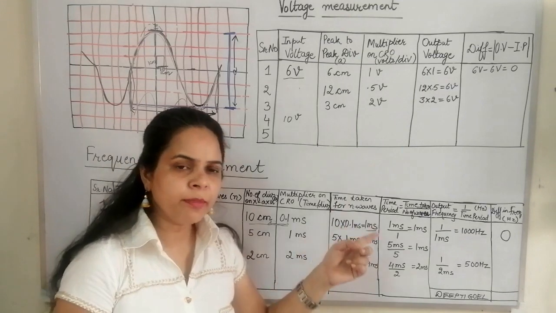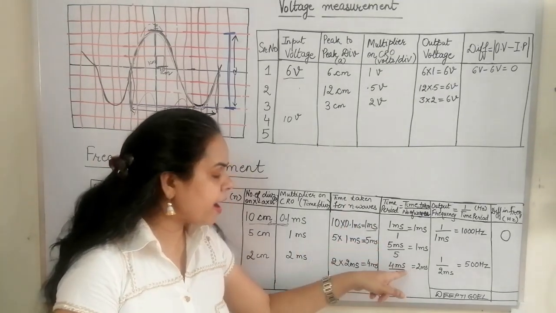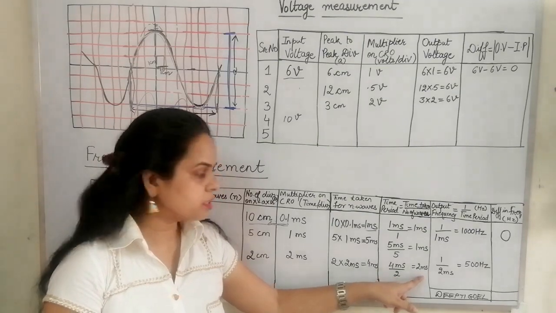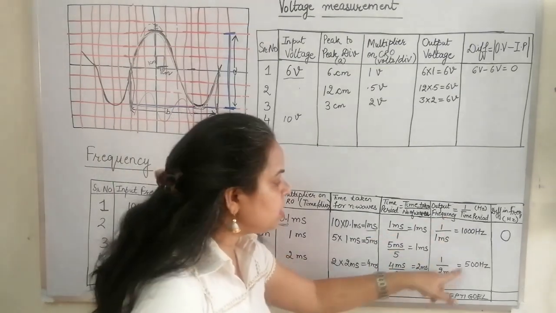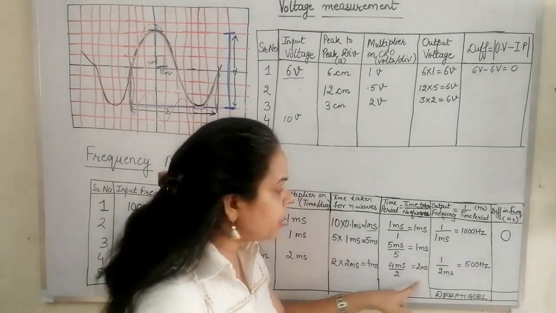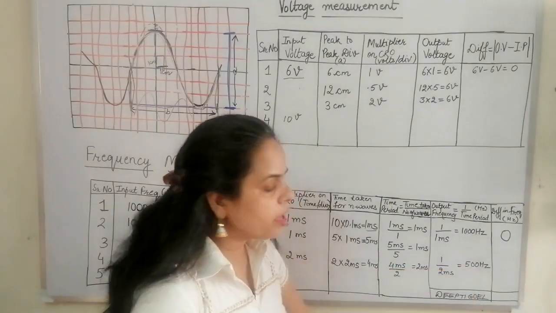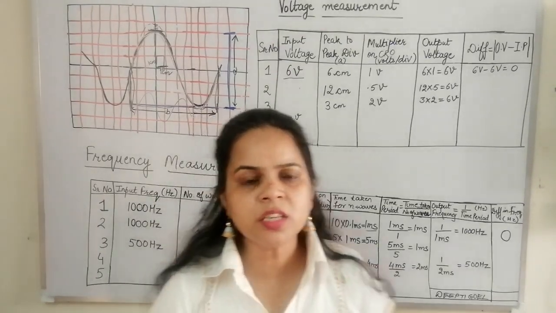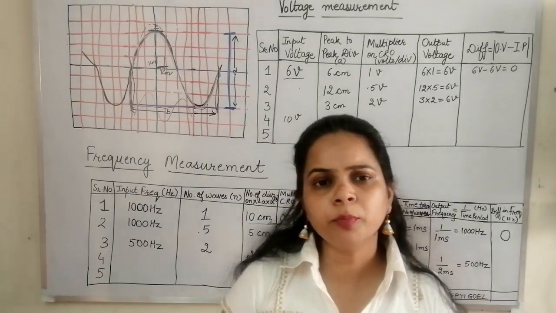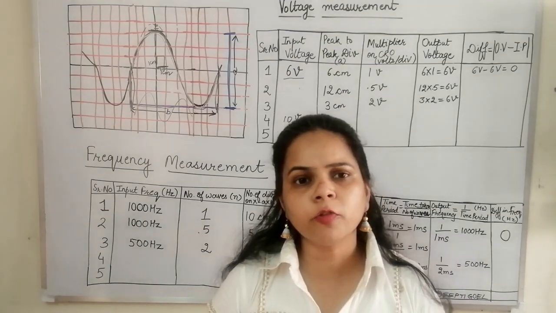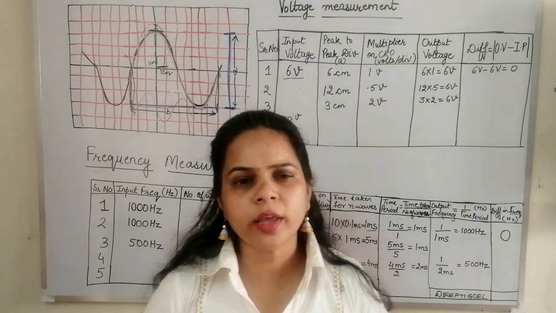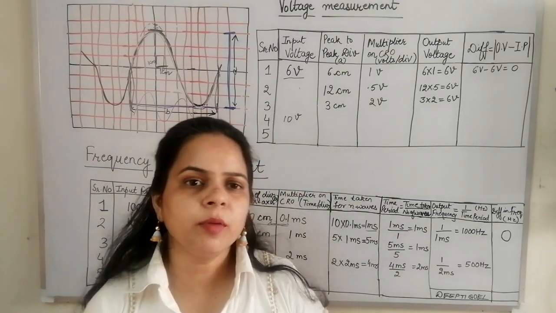Then we calculate the time period. For time period, we divide the time by the number of waves, that is 2. So we get 2 milliseconds. Again the frequency will be 1 by time period. Time period was 2 milliseconds, so 1 by 2 milliseconds gives the answer of 500 hertz. In this way, by varying the input frequency from the function generator or from any source, you can check what is happening on the CRO, whether the output is coming the same or not.